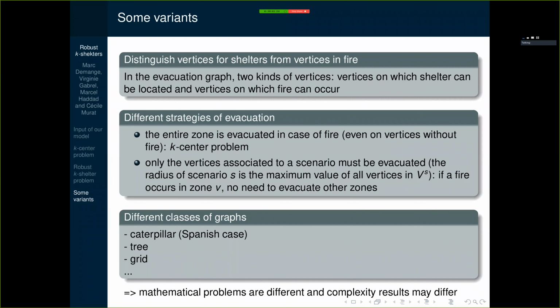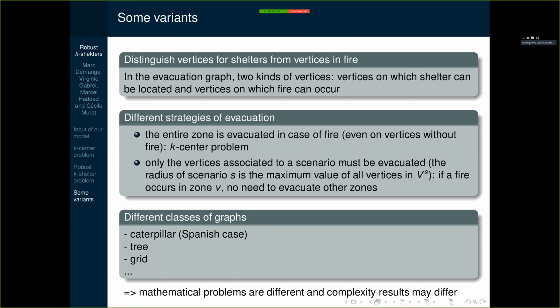We can take into account different strategies for evacuation. If we have a fire in zone V, do we have to evacuate only people in zone V, or do we have to evacuate all the people in the other zones? And we also have to take into account different classes of graphs. For example, caterpillars, but trees, grids or planar graphs, we don't know.